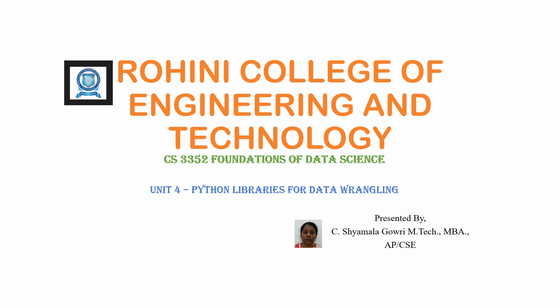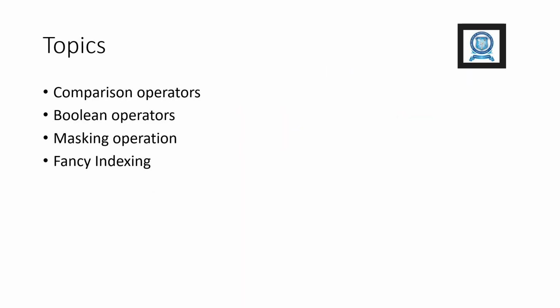Subject code CS3352. Subject name Foundations of Data Science. Unit 4, Python Libraries for Data Wrangling. The topics presented here are comparison operators, Boolean operators, masking operation, fancy indexing.